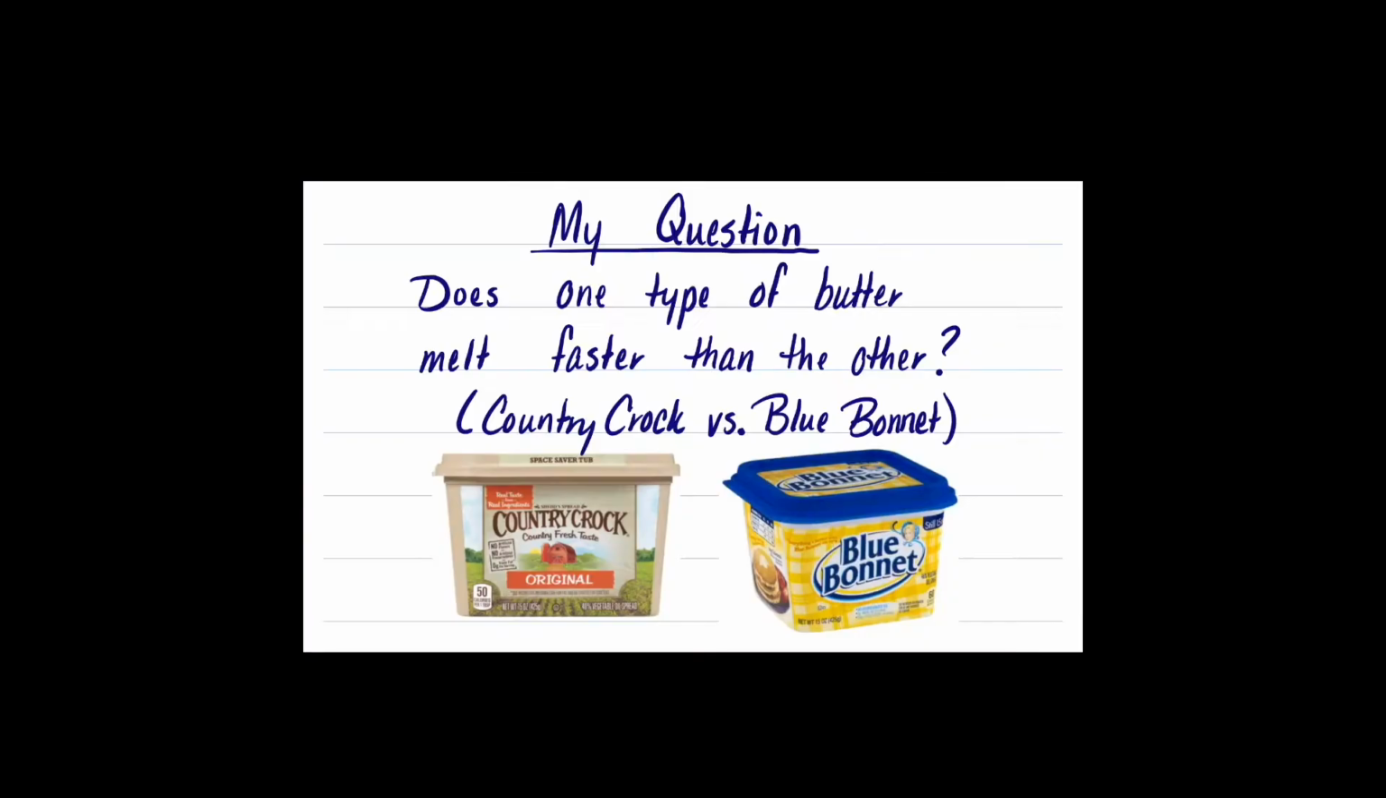So, here's the thing about science, is it is everywhere. And really, science is all about curiosity and questioning. So, you can come up with a scientific question anywhere. And to prove that, I'm going to come up with one of the most simple questions that I could find in my kitchen. So my question is going to be, does one type of butter melt faster than the other? And I'm going to do Country Crock versus Blue Bonnet.